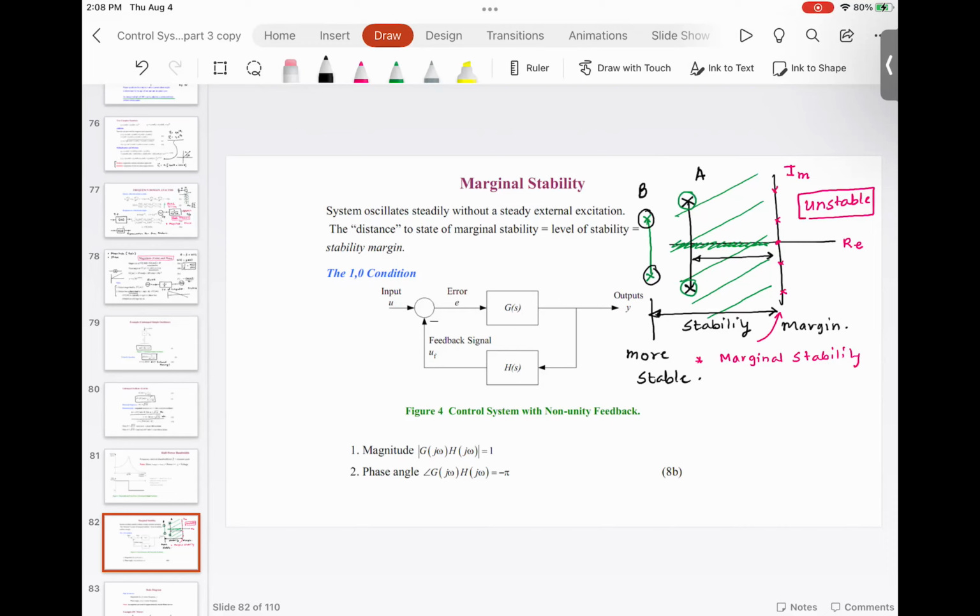Now, remember when we looked at the linear control system analysis, the two important parameters that we study are the gain and the phase. So this stability margin can be represented or discussed in terms of gain margin and phase margin.